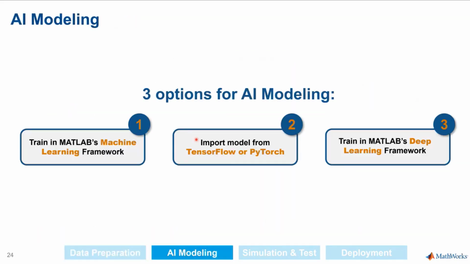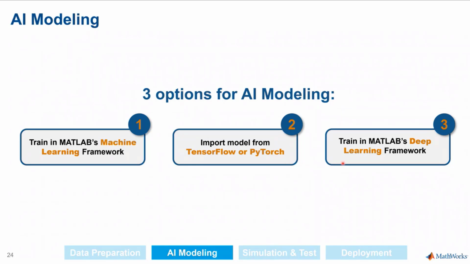Let's have three different options. You could use the machine learning framework to train an AI model. Or you could also interoperate, and I talked about this earlier, with other languages. Let's say you might have an AI expert that's already using Python to do that. So this person can do it for you, and you can incorporate this trained AI model into your Simulink system.